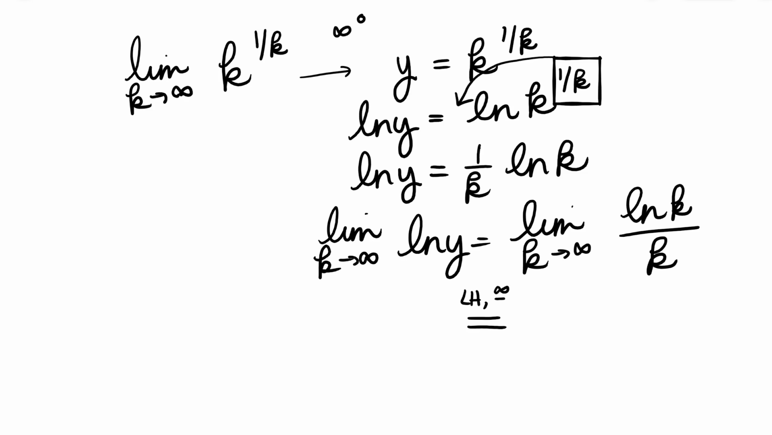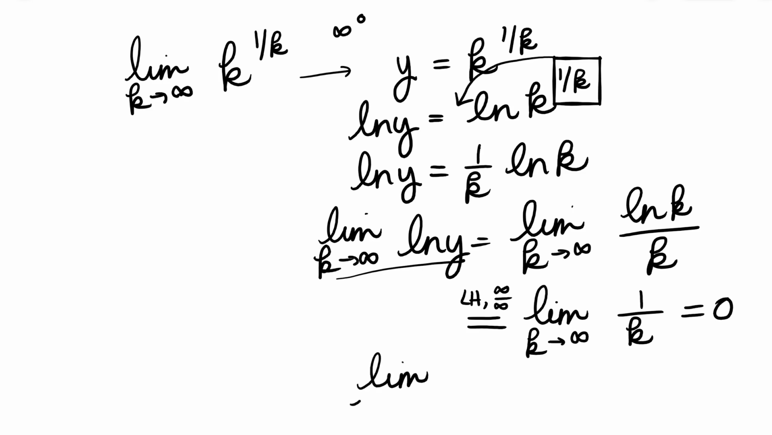You tell me you're going to L'Hopital's by putting a little LH. You tell me the indeterminate form, that is infinity over infinity. L'Hopital's tells me to take the derivative of the top, which is 1 over k, over the derivative of the bottom, which is just 1. So this is 0. Now remember, that is the limit of the natural log of y. So what would the limit of y actually be? To get rid of the natural log, we just e everything. So this would be e to the 0, which is 1.